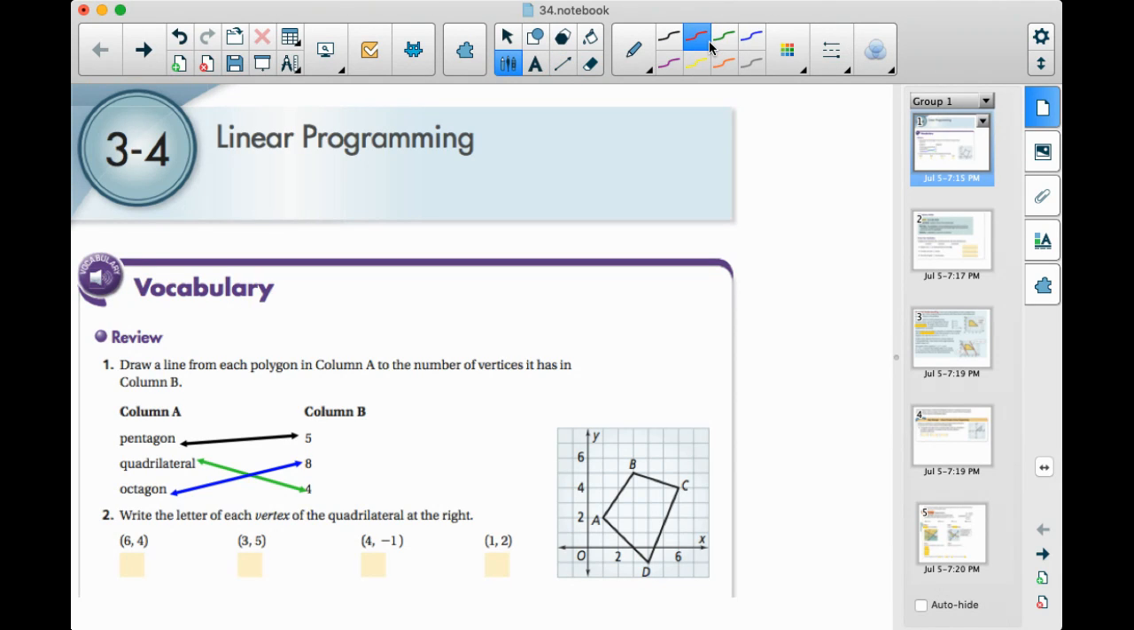Write the letter of each vertex of the quadrilateral at the right. Okay, so the coordinate (6, 4) has the name C. (3, 5) corresponds with B. (4, -1) corresponds with D. And (1, 2) corresponds with A.